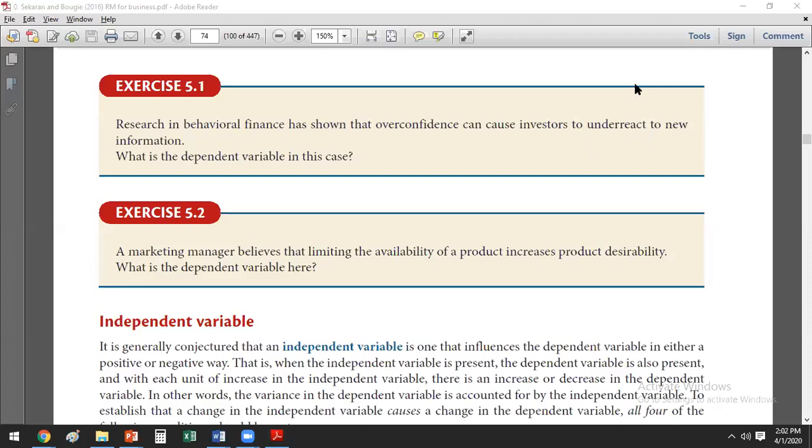Please don't raise your hand, you can just write in the question and answer box. So underreact is our concern variable.